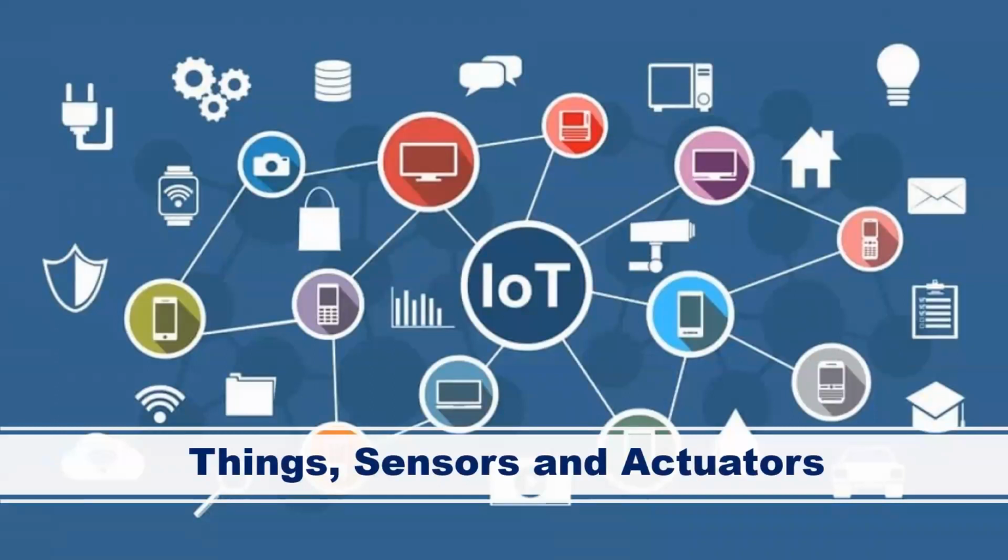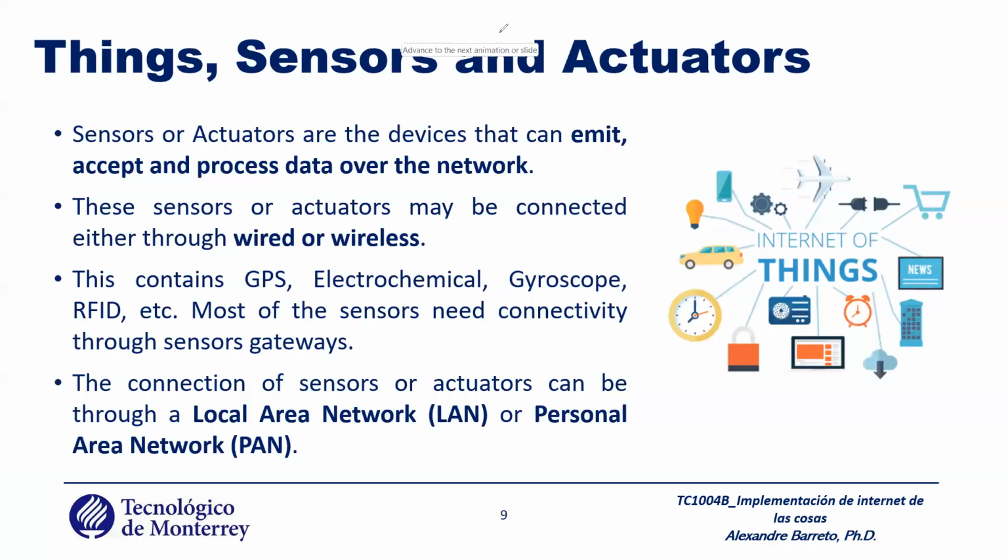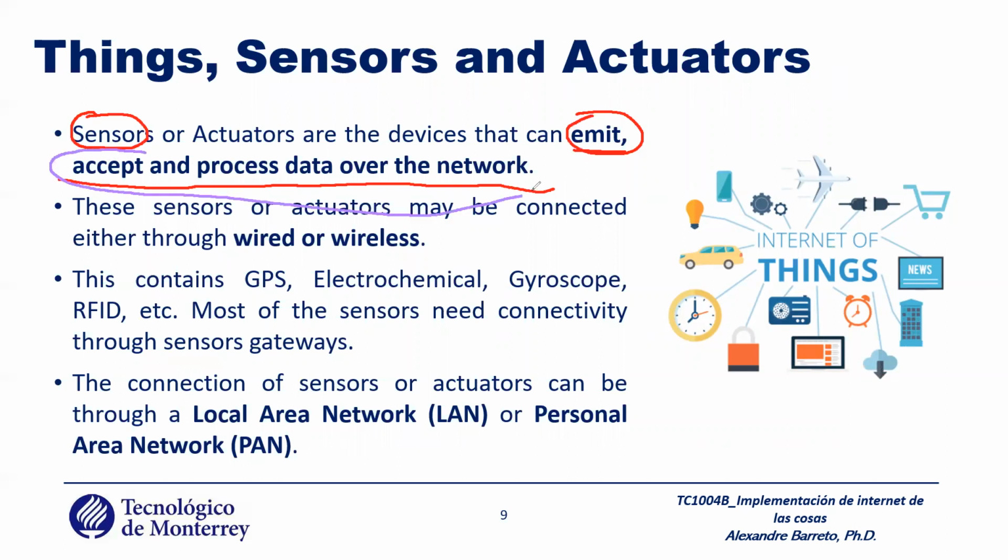Now we study layer by layer. The first layer is the things: sensors and actuators. Remember, a sensor or actuator is a device that can emit, accept, and process data over the network. If you are a sensor, you only emit information, you only send information using the network. But if you are an actuator, you can receive commands. You can receive, accept, and process data over the network.